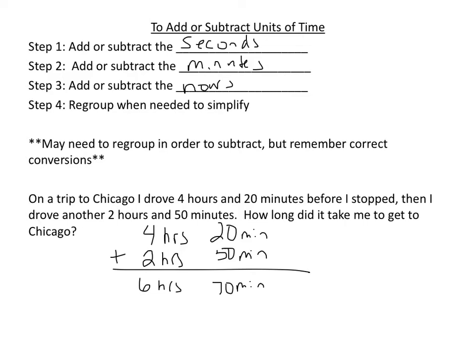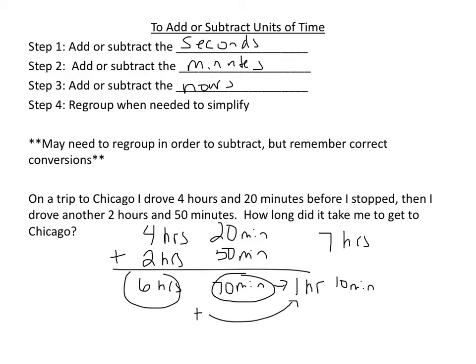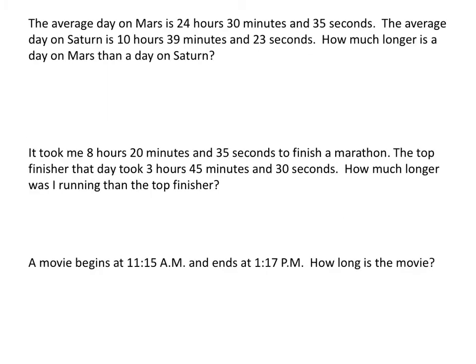So it's 6 hours and 70 minutes, but the problem here is 70 minutes is really the same as 1 hour, because that's 60 minutes, with 10 minutes left over. So the total time would be my 6 hours plus my 1 hour 10 minutes. So it would be 7 hours and 10 minutes altogether. So now let's look at some examples. Why don't you go ahead and pause the video and then try these on your own and then go from there.